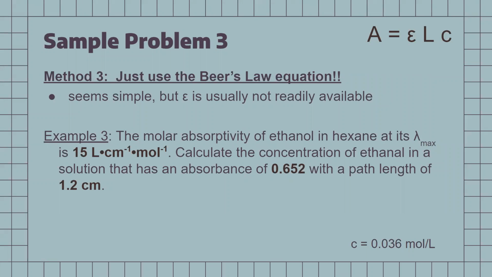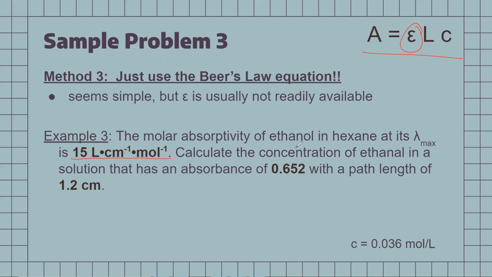Sample problem number 3 is just straight up using the Beer's law equation, which again is listed for you in the upper right. Absorbance equals molar absorptivity times path length times concentration. This seems like one of the simplest methods. However, this molar absorptivity value is usually not readily available, which is why we do spectrophotometry to create that line and use that trend in the first place. So if it is given to you, like it is in this problem, you can absolutely use Beer's law to solve.